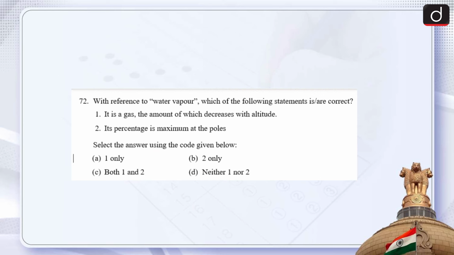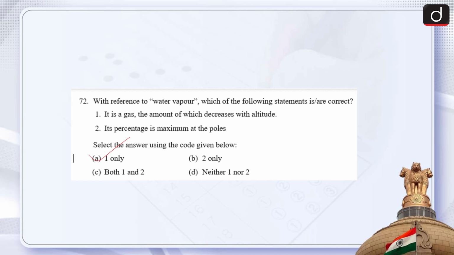Now we come to the next one. With reference to water vapor, which of the following statements is correct? One, it is a gas, the amount of which decreases with altitude. Two, its percentage is maximum at the poles. Select the answer using the code given below: one only, two only, both one and two, neither one nor two.